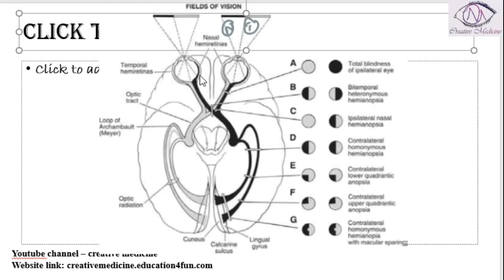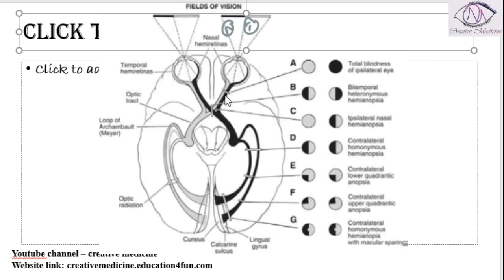Now both of these are the nasal parts of the optic disc, and they cross with each other, whereas the temporal parts will continue as they are, and then both of them will reach the lateral geniculate body. From there a loop of Archambault is present, which is called Meyer's loop, and then it goes through the optic radiation to area 17.